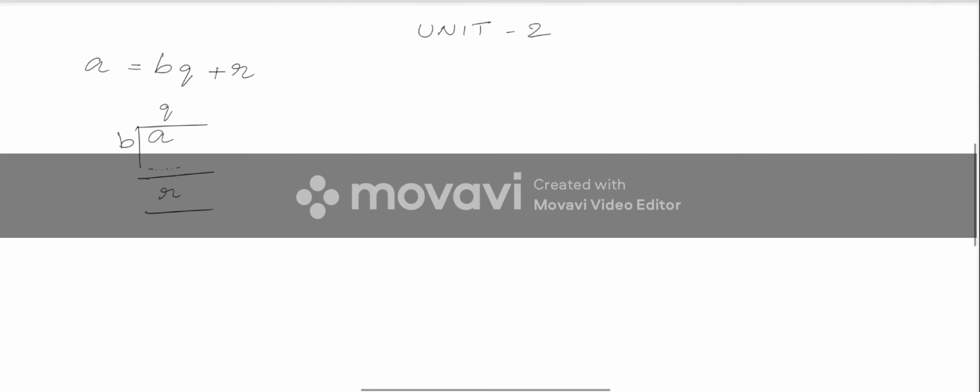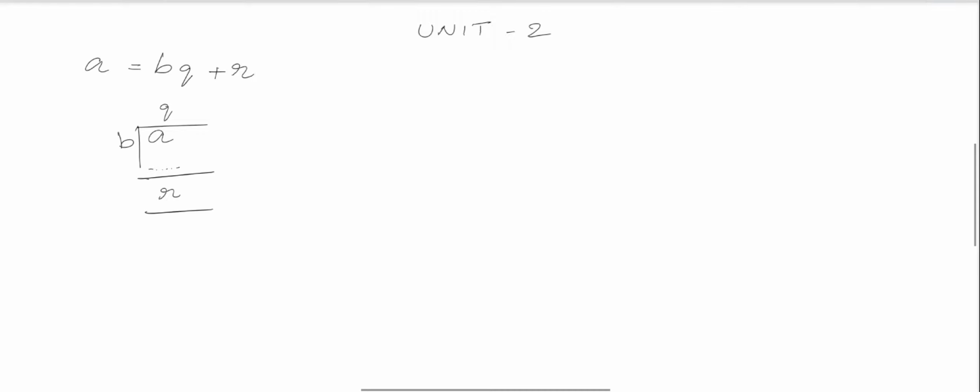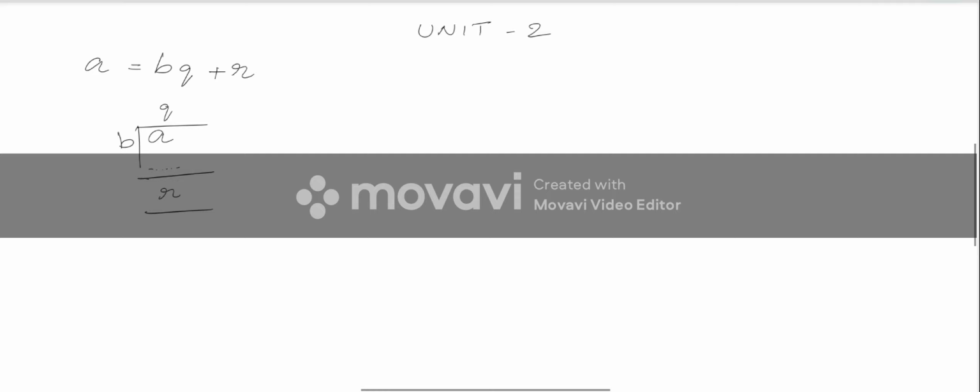Yes, good morning, children. Today we'll see Unit 2, Numbers and Sequence. The first one is Euclid's division lemma. Here it is said that a = bq + r, where a is the dividend, b is the divisor, q is the quotient and r is the remainder.